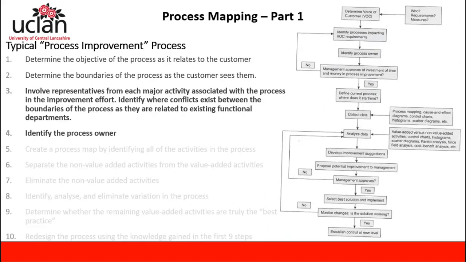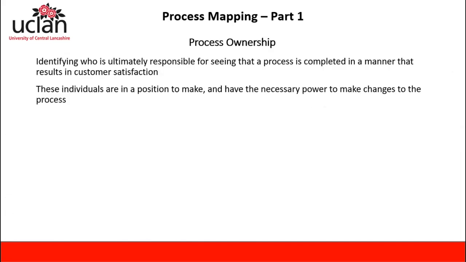The next step is to involve all the representatives from each of the major activities associated with the process in the improvement effort. Identify where conflicts exist between the boundaries of the process as they are related to existing functional departments. And crucially, identify who the owner of the process is. Identifying who is ultimately responsible for seeing that a process is completed in a manner that results in customer satisfaction. This is important because these individuals are in a position to make, and have the necessary power to make, changes to the process.